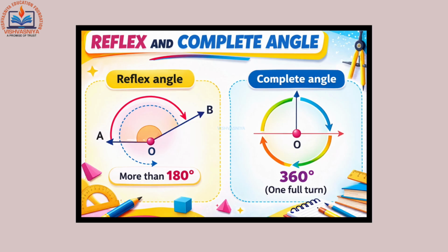A reflex angle is greater than 180 degrees but less than 360 degrees. A complete angle measures exactly 360 degrees. This represents a full rotation.